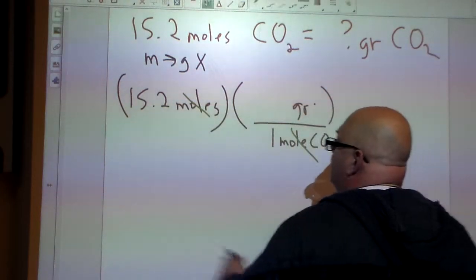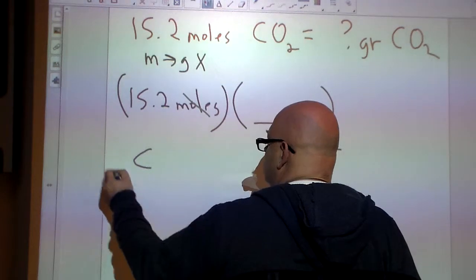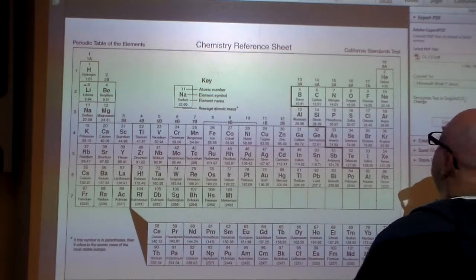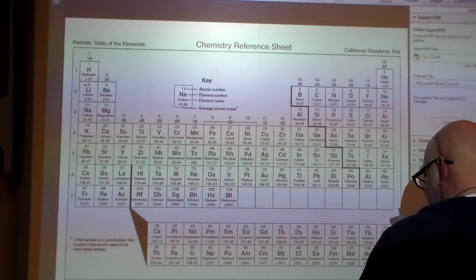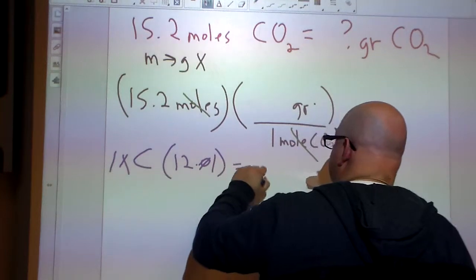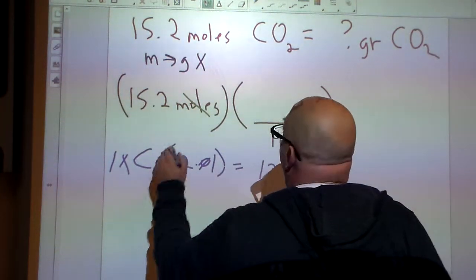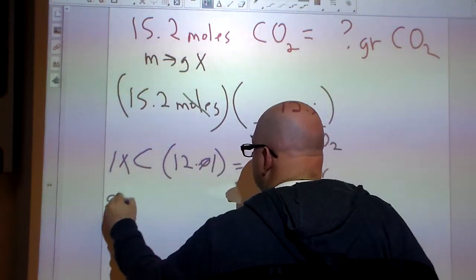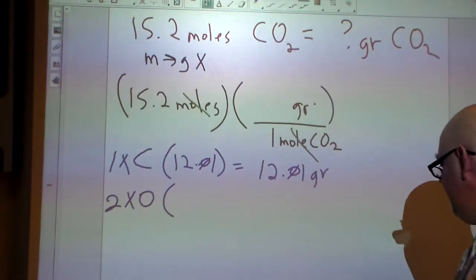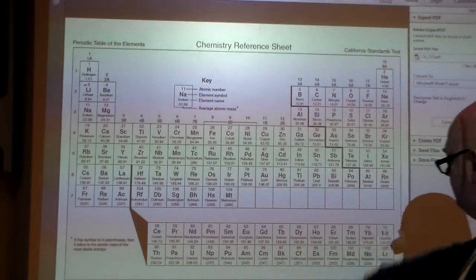Well, we know that we have carbon and we have 2 oxygens. So I know I have 1 carbon. Each carbon is going to weigh, let me check my periodic table, 12.01. So it's going to be 12.01. That's going to equal 12.01 grams. Okay, and then I've got how many oxygens? 2 oxygens, so 2 times O, and each O is going to be, check it, 16 grams.